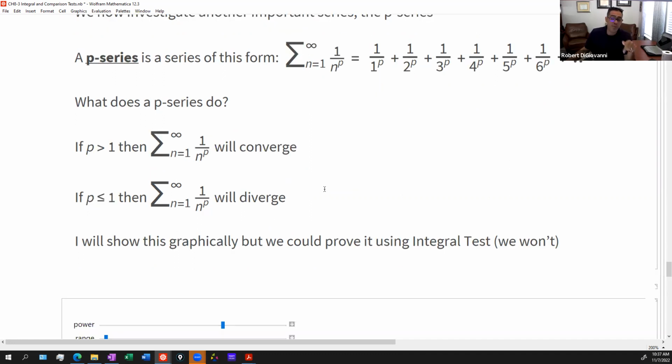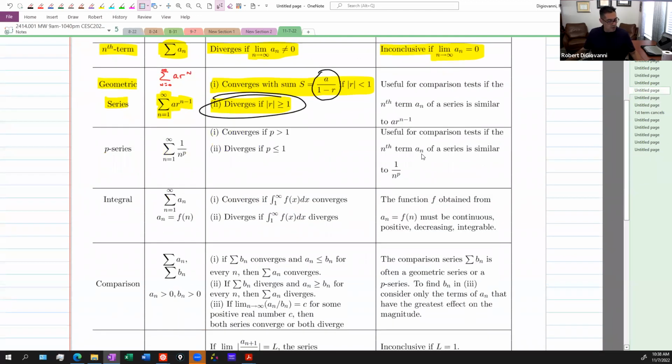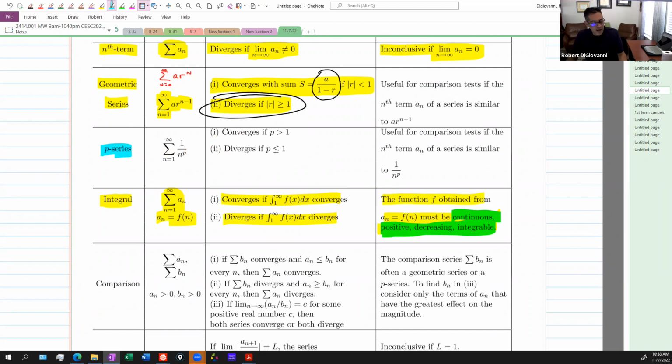Now, the way you could prove this is by using the integral test. That's how you would prove that this is always true. For us here, we're not going to prove it. And this will be on our sheet. So we now have the integral test. Pay attention that over here it says that your function must be positive, decreasing, continuous. And now what I just told you was that any series of the form 1 over n to the p will converge if p is greater than 1, diverge if p is less than or equal to 1.